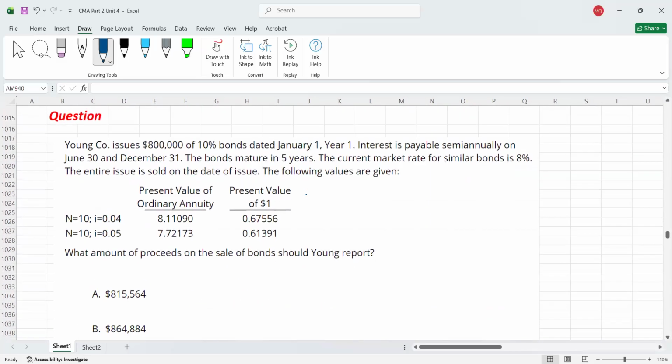Now here I have a question, in which we are going to work, because exam questions can include semi-annual calculations also. Let's read this question and I will tell you what you need to adjust while dealing with semi-annual bonds. They're saying Young Company issues $800,000 of 10% bonds. Definitely it would not be the face value of one bond; it's a total face value. The 10% is the stated rate.